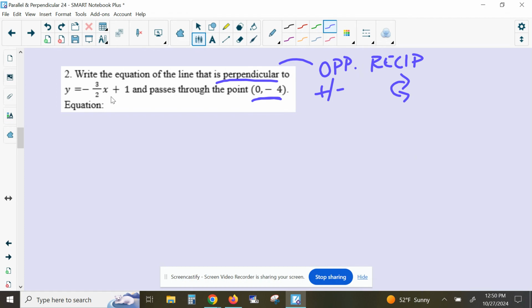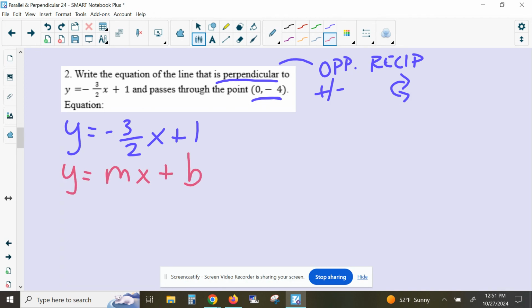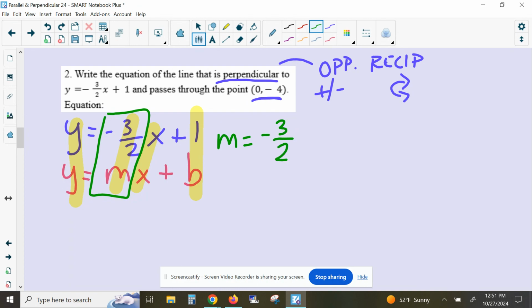Here's this equation we have, y equals negative 3/2 x plus 1. First ask yourself, is this in the form of y equals mx plus b? If you look at it, everything does line up nicely, right? So this is y equals mx plus b, so we can easily find what the m is in this equation. My m is right here. Remember, don't take the x with it, just take the m. So our slope of this equation is negative 3/2.